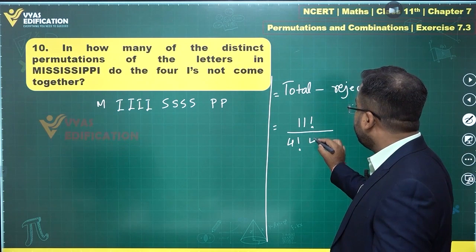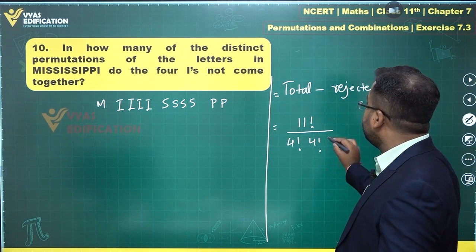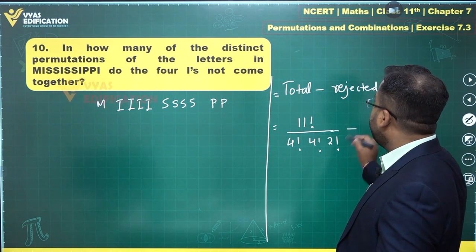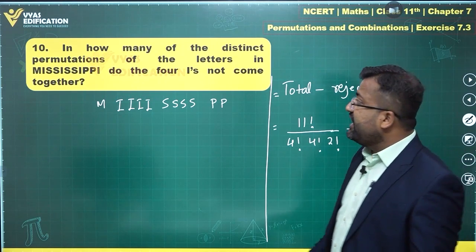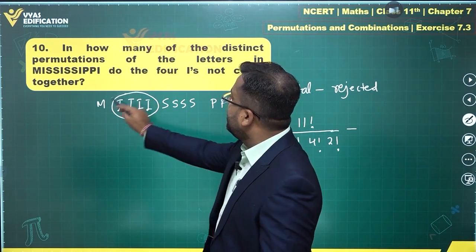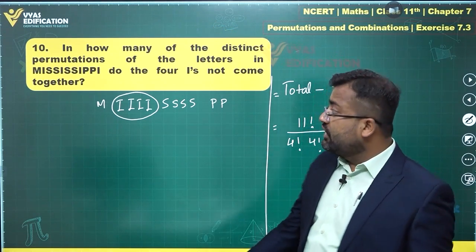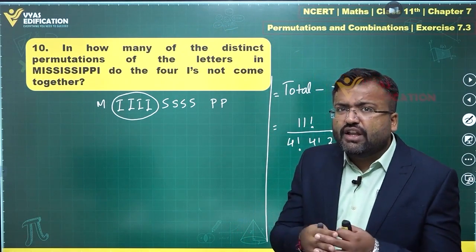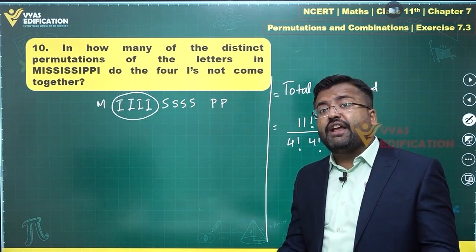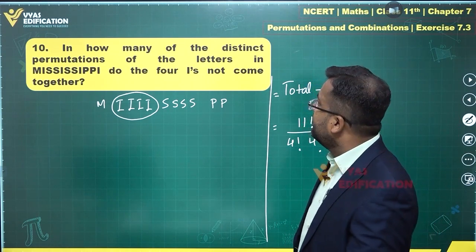4 similar S's will have to be divided by 4, and 2 similar P's will have to be divided by 2. Minus rejected, in which these 4 I's will be clubbed together. They will act as one unit because they have to be kept together for the rejected cases. When the 4 I's come together, that case is rejected.